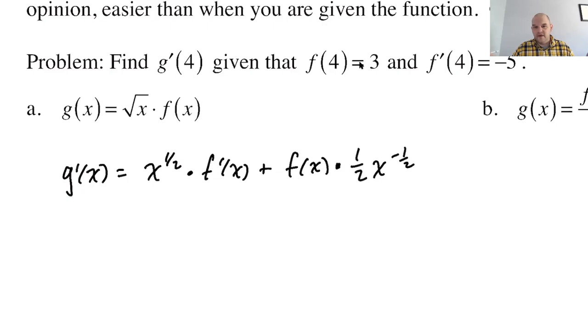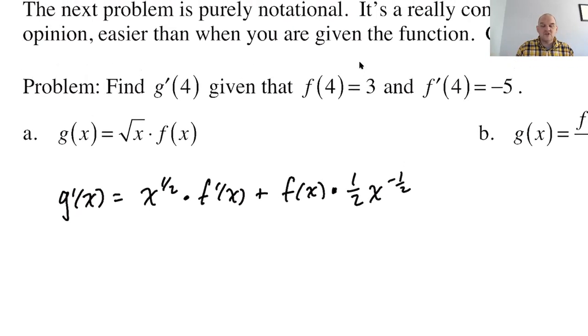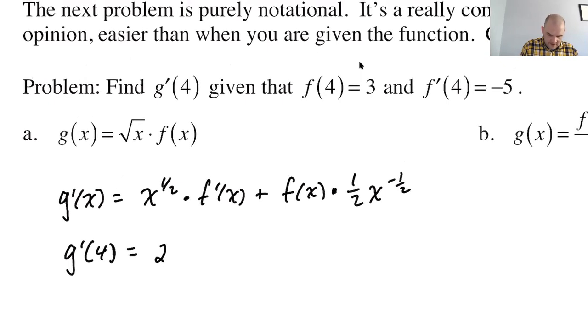There's nothing you can do with that, right? So that's why these are actually a little easier. We do know some values, so we're going to find g prime of 4 because that was the question. So square root of 4 is 2, f prime of 4.